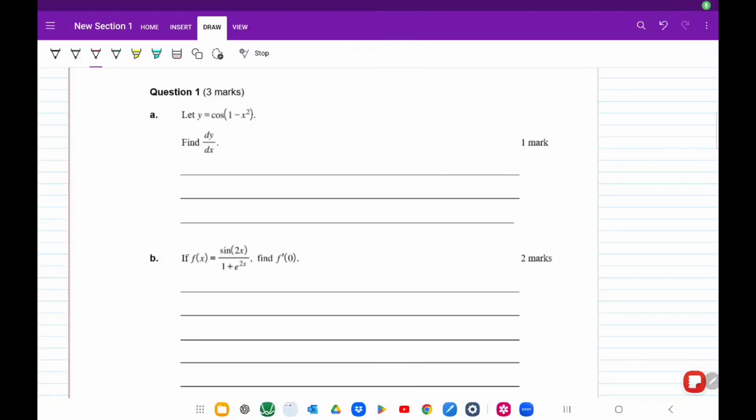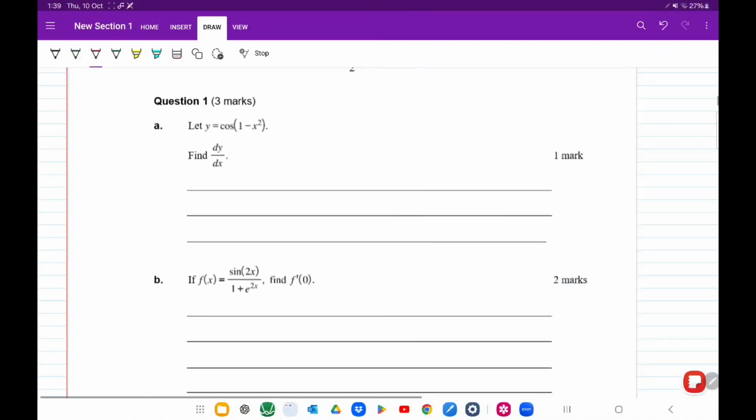Of the Heff and trial exam. What we need to do for this is use the chain rule. The reason why we need to use a chain rule is because we've got a particular function that's in another function. So what we need to do is first define y is equal to cos u, where u equals 1 minus x squared.